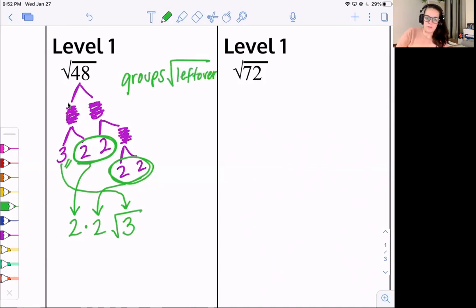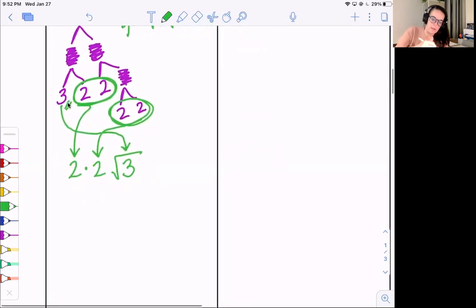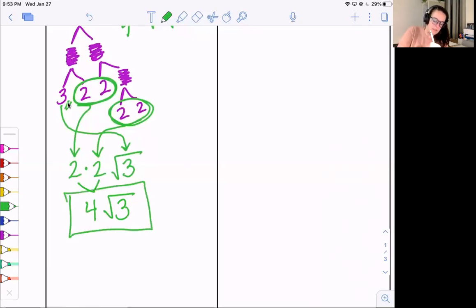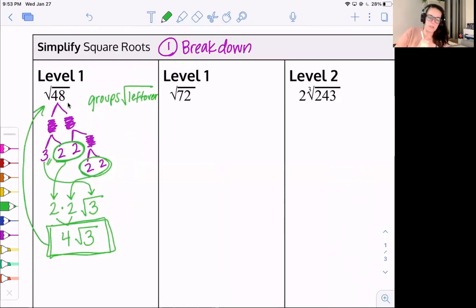So sometimes I write it like this, like groups and leftovers. Right, groups and leftovers. So now that I have my groups and my leftovers, I'm going to multiply together anything that is on the outside and then write anything that's on the inside here. This is the simplified version of the square root of 48.